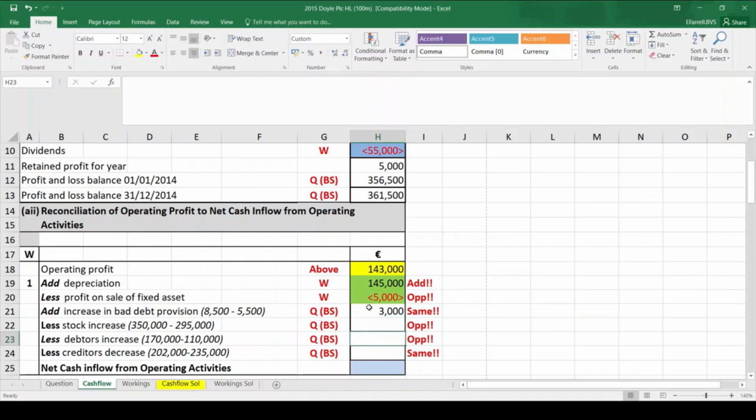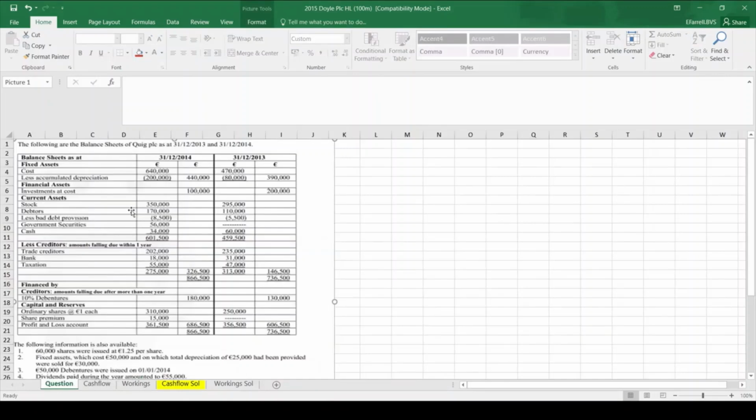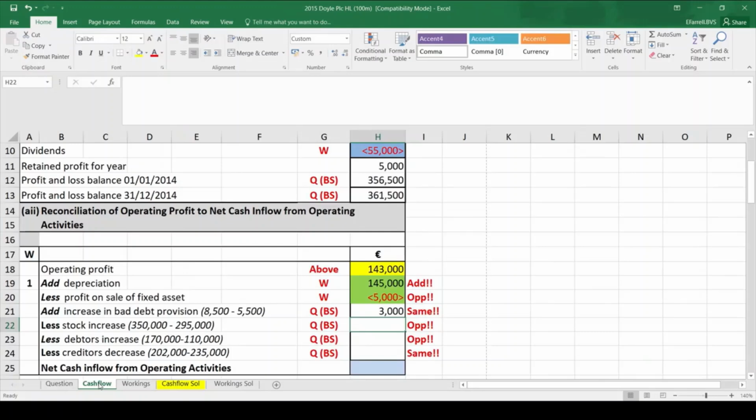And again, the way I remember it, I'd say, is if they're increases and they're the opposite of what you think, they're going to be minuses. Just if you can't fully understand why, it's an easy way to remember it. So again, stock has gone from 295 to 350, which is an increase of 55. And if it's an increase of 55 and the opposite of what you think, it's going to be a minus 55. And again, because there's more money tied up in stock.